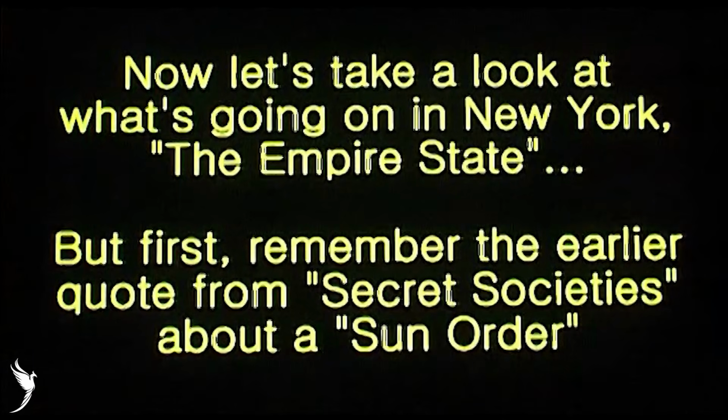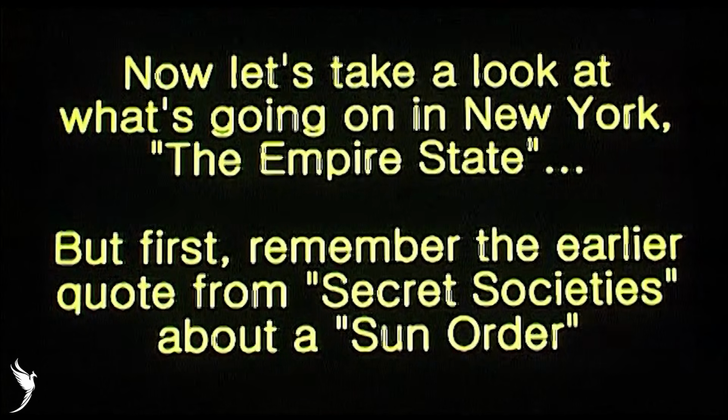So now let's take a look at what's going on in New York. George Washington felt that the Illuminati was trying to destroy the Republic as far back as the 1700s, 1800s. And so the question is, what's going on in New York, the Empire State?